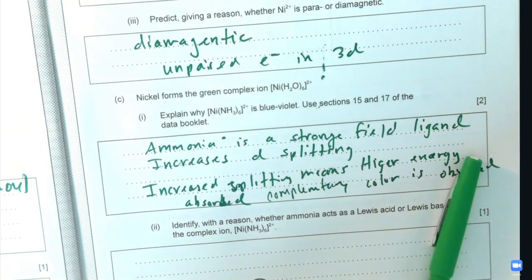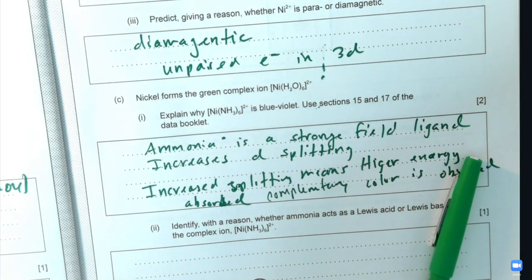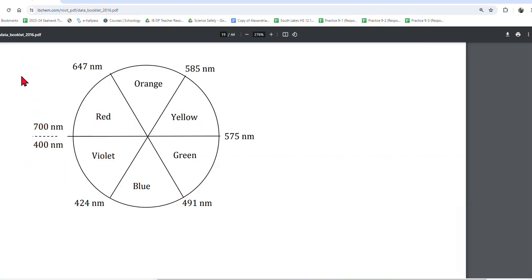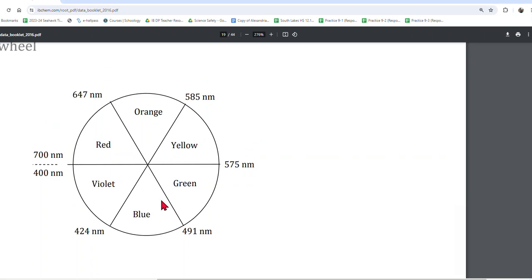So let's go ahead and look at our data booklet here and table 17, the color wheel. We're told that this complex looks green. To look green, you absorb red light, right? If we're told it looks blue-violet, let's just assume it's like blue. That means it's absorbing higher energy light.